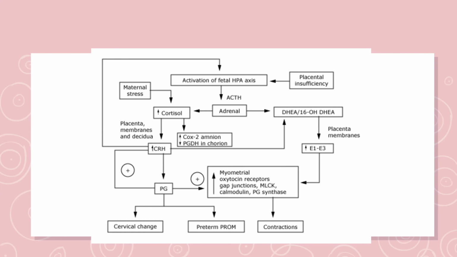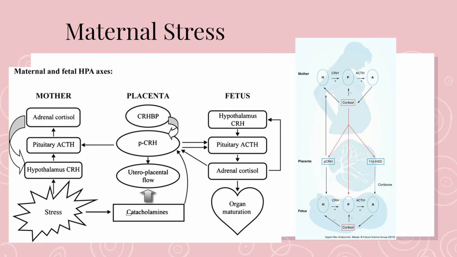Stress. Okay, we have the HPA axis of the mom, but we also have the catecholamines, which are the norepinephrine, epinephrine, right? What happens when you have an activation of your sympathetic nervous system? What happens on the vasculature? It creates vasoconstriction, right? And remember, the placenta is all vasculature. And so what happens to uterine blood flow, or what happens to fetal blood flow and that flow of nutrients and oxygen? It decreases, right?